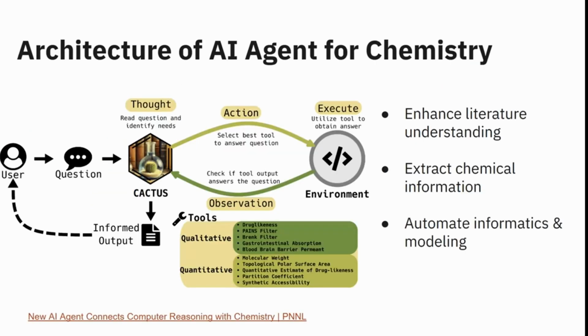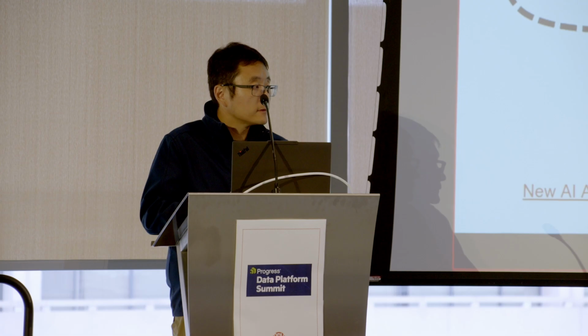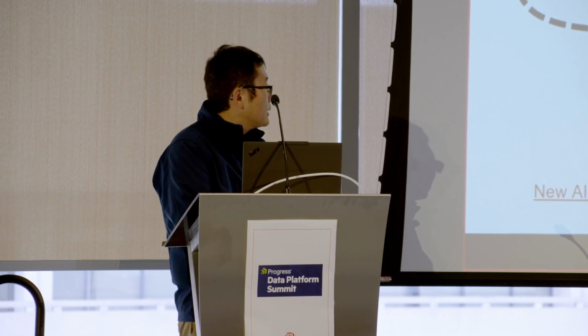Again, in the context of AI for chemistry R&D, there are a lot of different opportunities. Shown here is a research paper recently published, I think by the Pacific Northwest National Lab, talking about how you can build an AI-based agent framework that can be used to cover a range of different tasks, ranging from literature understanding and chemical information extraction to automating some of the informatics and modeling tasks.